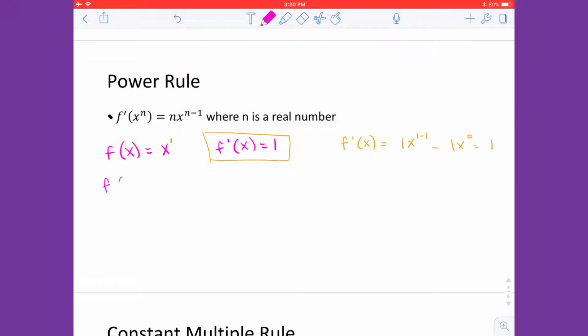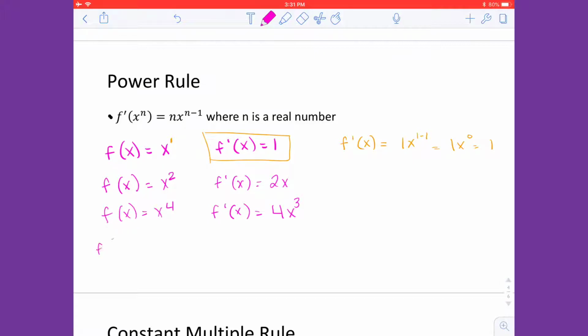If I had x squared, let me erase that. I wrote that incorrectly. If I had f of x is equal to x squared, then f prime would be: move the 2 to the front, multiply, subtract 1 from the exponent, which is the first power. If I had x to the 4th power, I'm going to find its derivative by multiplying the exponent to the front, subtracting 1 from the current exponent, and that gets me 4x to the 3rd power.